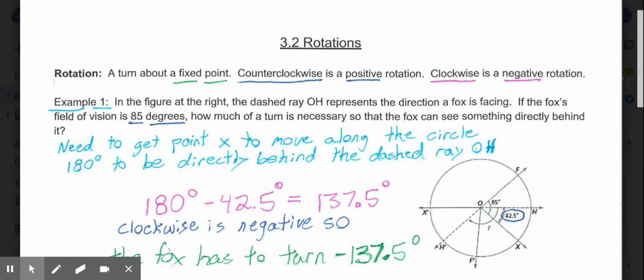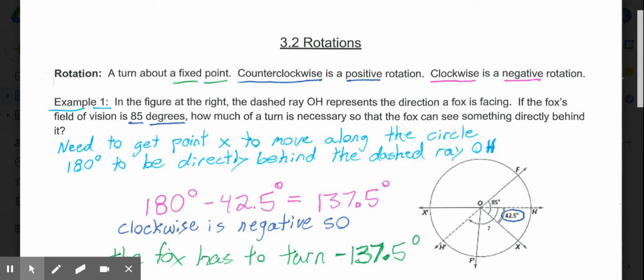Hi, and welcome to Lesson 3.2, Rotations. So last lesson, we looked at the ideas of arcs and angles and measuring different angles. Now this lesson, we are going to look at the idea of rotations, or rotating points or figures.